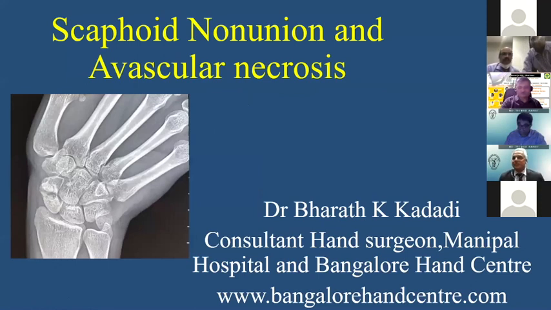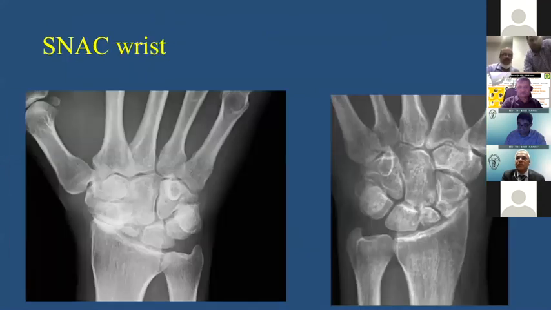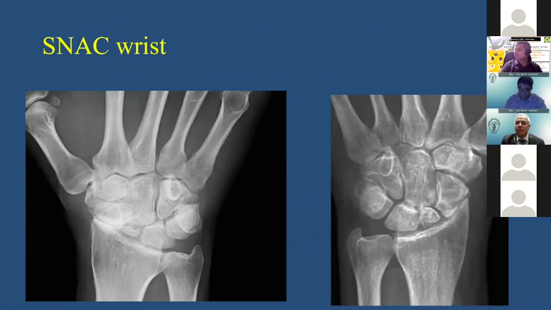Hi all. Thank you, Sumedh Talwalkar, for making my job easy. Well, scaphoid non-union and avascular necrosis, I'm sure all of you would appreciate the need to treat these scaphoid non-unions much more when you see a patient who has presented with a neglected scaphoid non-union for over 1.5 decades. You can see that established non-union with the early arthritis of the wrist called SNAC wrist, scaphoid non-union advanced collapse. And there's so much pain that the whole wrist is hurting.